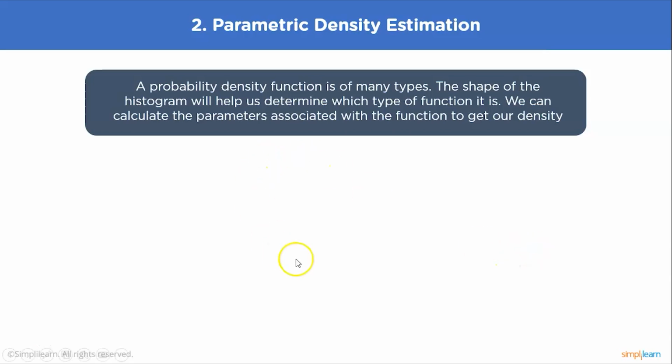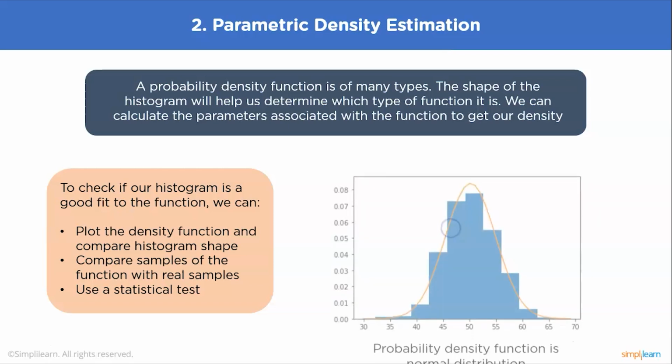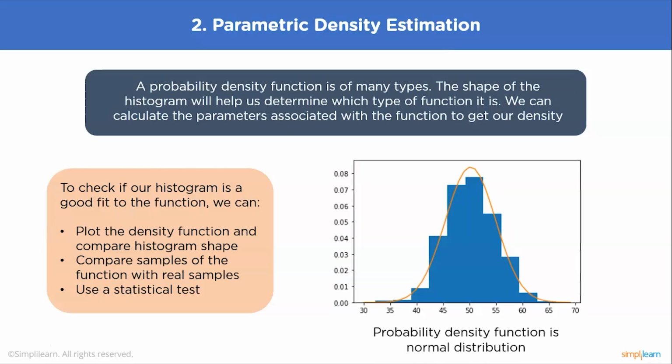These parameters can be estimated from data by calculating the sample mean and sample standard deviation. This entire process is known as parametric density estimation, and it includes identifying your probability distribution function and getting the parameters which are associated with it. Now, once we have estimated the density, we can check if it's a good fit. This can be done in three different ways. One is plotting the density of the function and comparing the shape to the histogram. The next is sampling the density function and comparing the generated sample to the real sample. And the last one is using a statistical test to confirm if the data fits the distribution.